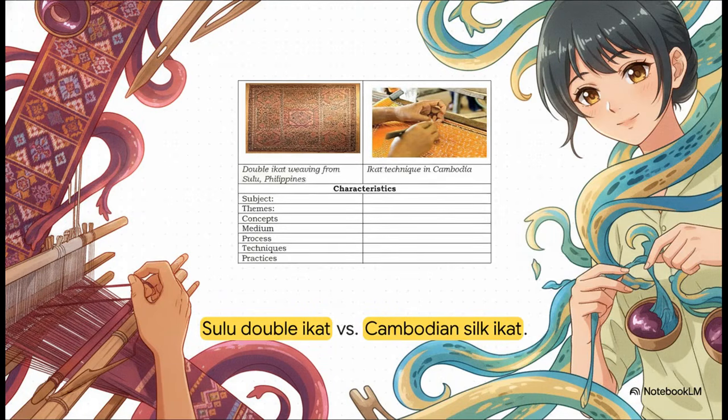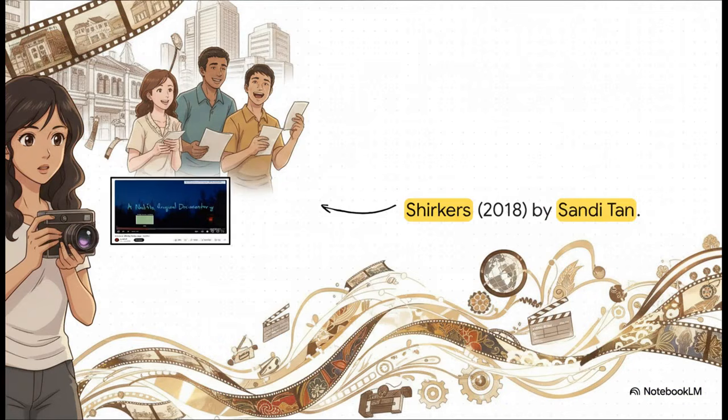Ikat is this incredible technique where threads are resist-dyed into intricate patterns before they're even woven together. On one side, we have the incredibly complex double ikat from Sulu in the Philippines. On the other, the absolutely stunning Cambodian silk ikat. When we closely compare their mediums and techniques, from the type of loom to the actual dyeing process, we can see a shared Southeast Asian heritage. But at the same time, both maintain distinct colors, subjects, and themes that are fiercely unique to their own specific communities.